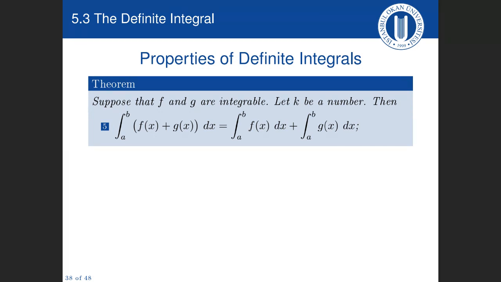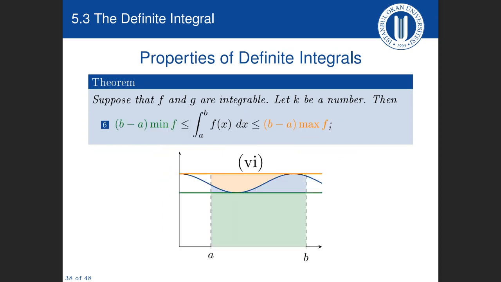Rule number 5 is the sum rule for integrals. Integral of a function plus a function, we can split this up into 2 integrals: integral of f plus integral of g. We've had a sum rule for limits, a sum rule for derivatives, a sum rule for indefinite integrals. Now we also know that the sum rule is also true for definite integrals.